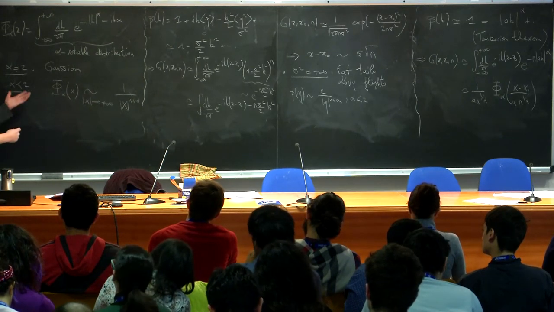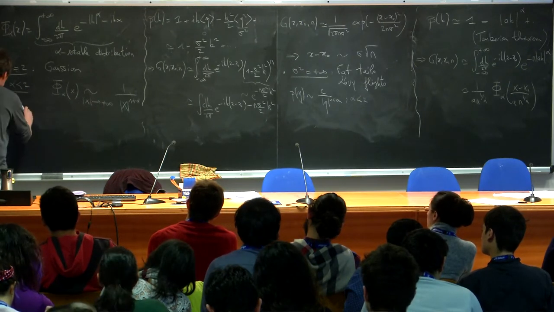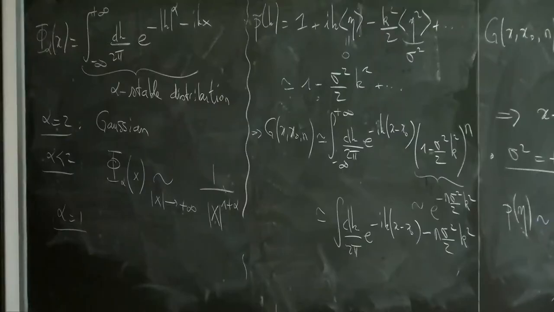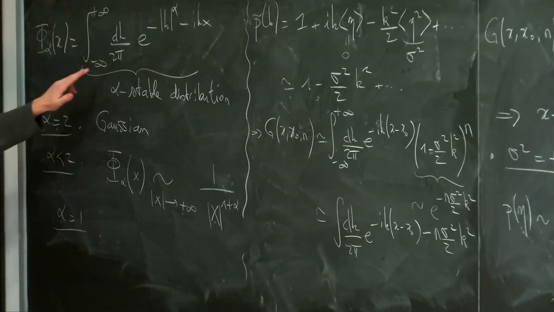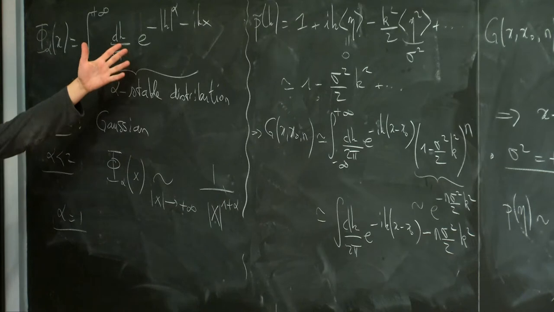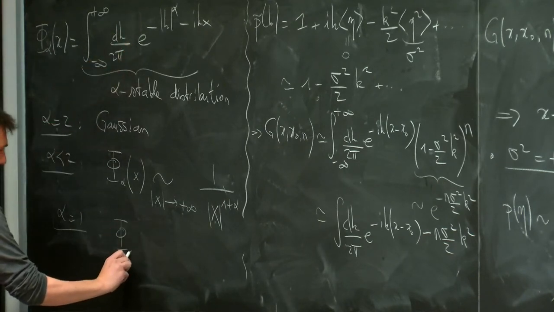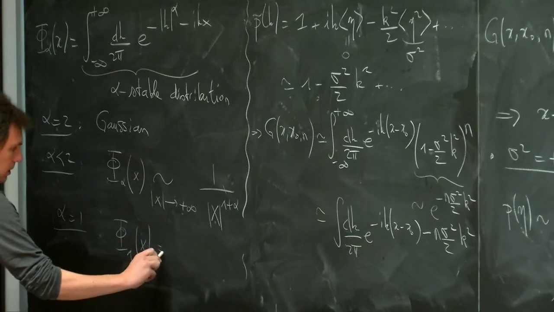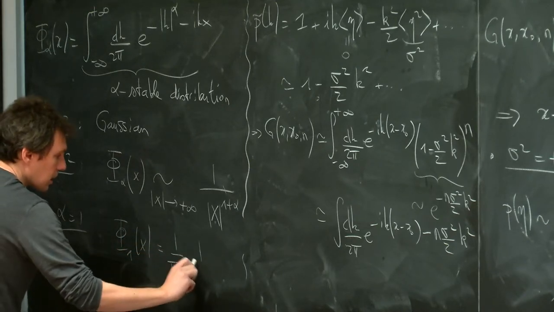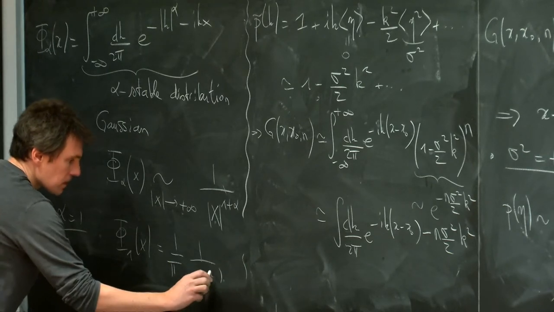In general, for any alpha, there is no closed form expression. There are series expansions. Maybe I can just give you one case which is nice, the case alpha equal to 1, because we have studied it before. For alpha equal to 1, this is the Cauchy distribution. You can do this integral, and what you get is that phi 1 of x is just 1 over pi times 1 over 1 plus x squared. So that's the Cauchy.